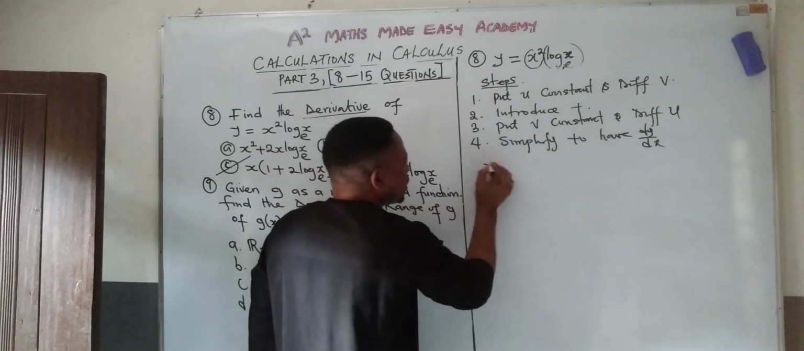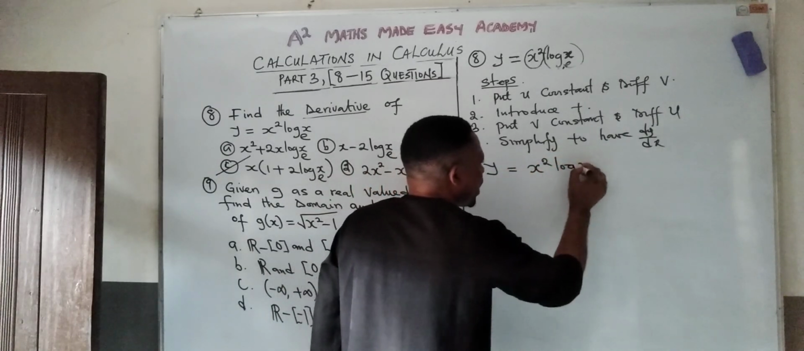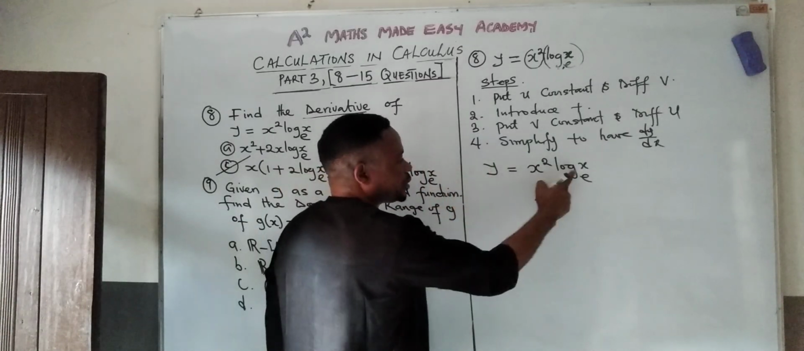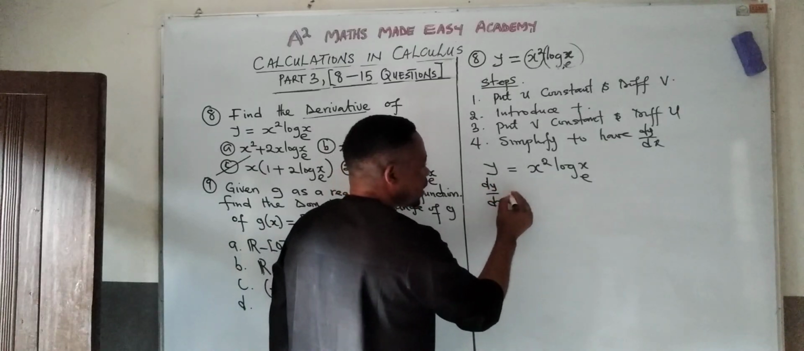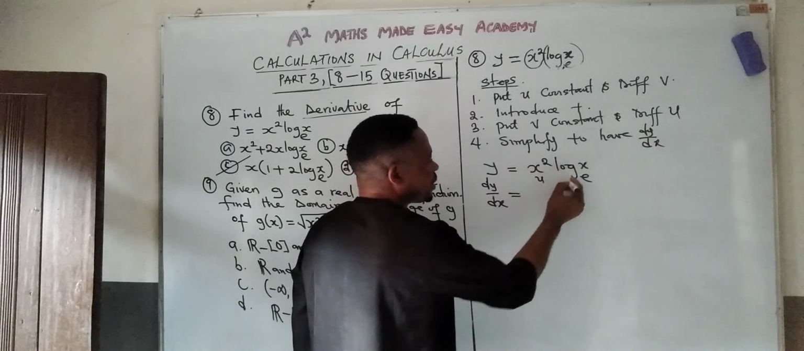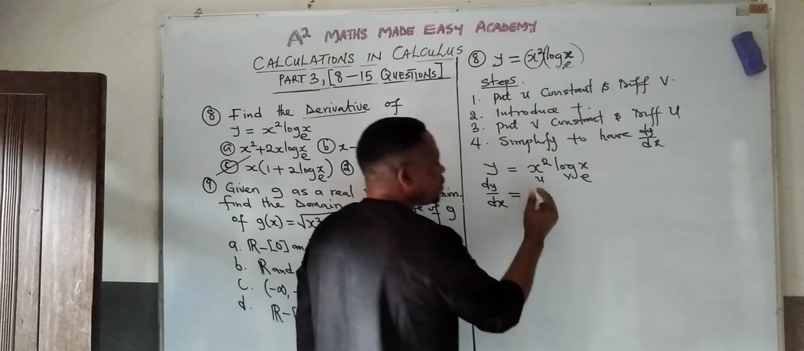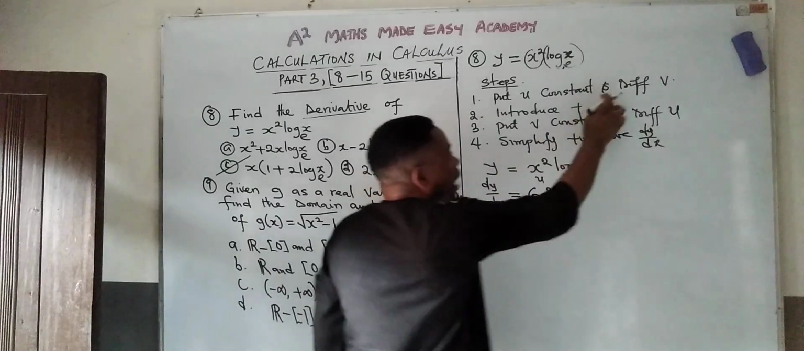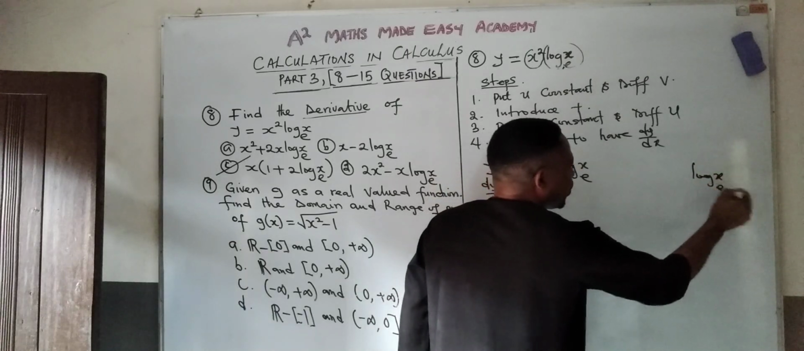Now the question says that y is equal to x squared log x exponential. Now my target is to differentiate y with respect to x. I will have dy all over dx. Now this is equal to. Can we follow the steps now? Now this is u, right? And this is v. Let's follow the first step. Put u constant. What's the value of u? x squared. I will now put x squared here. Close the bracket. And differentiate v. v is log x exponential, right?